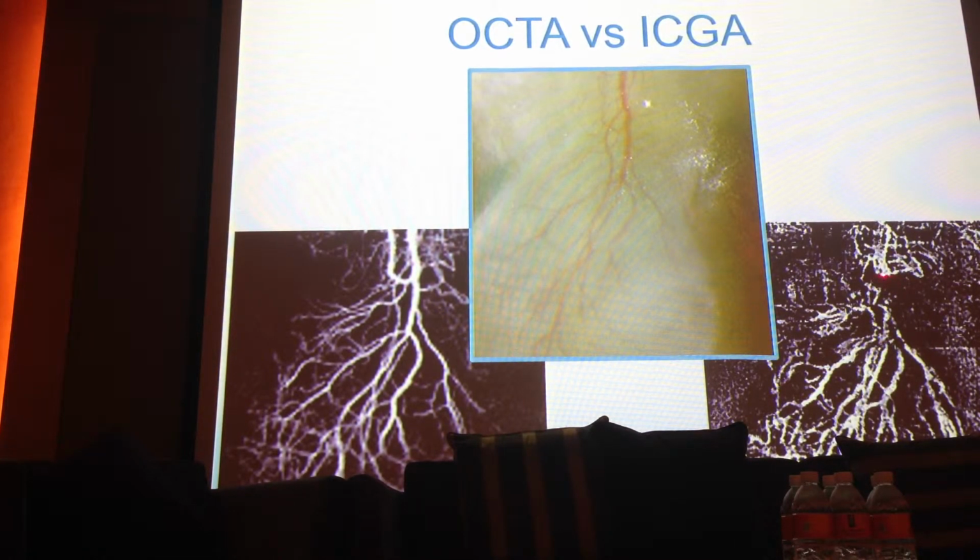Is it an artifact because of the overlying scar? Is it a segmentation issue, or is it not a segmentation issue? If you believe me, I should put in the segmentation, but the segmentation is very good. I included a very thick layer. The scar is very, very deep. But somehow the vessel here just disappeared and then reappears here.